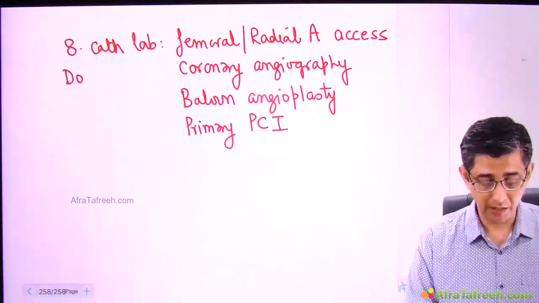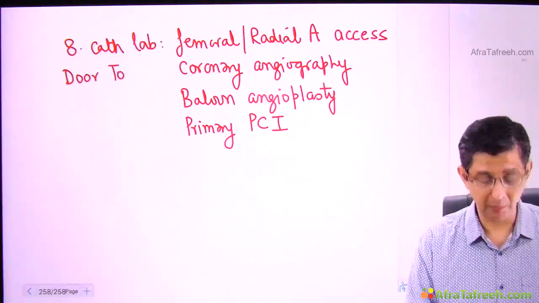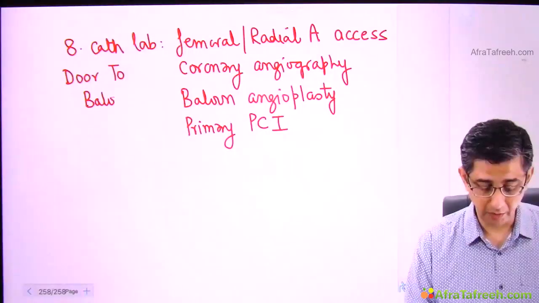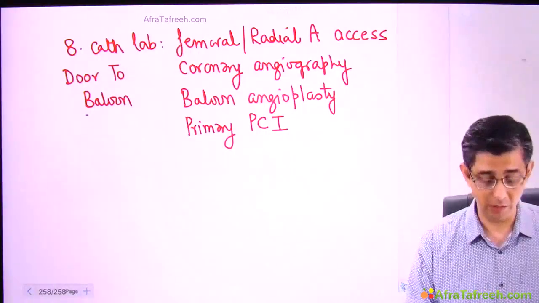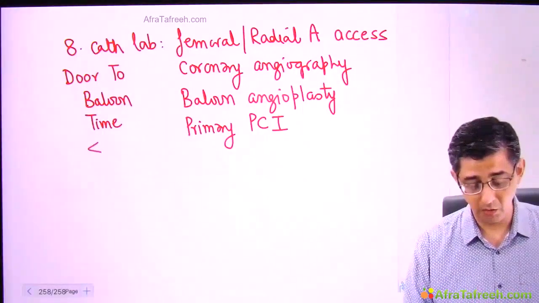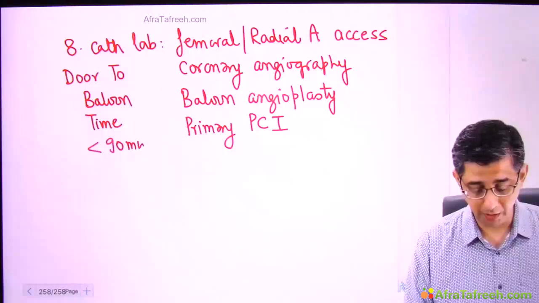The MCQ answer for treatment of choice for STEMI, ST elevation MI, is primary percutaneous coronary intervention. And as I highlighted earlier, but for record's sake, I'm having to write it down also. This is an important statement. In fact, I would rate whatever I'm writing at the moment as the most important information with respect to treatment of ST elevation MI. The door to balloon time should be kept under 90 minutes.